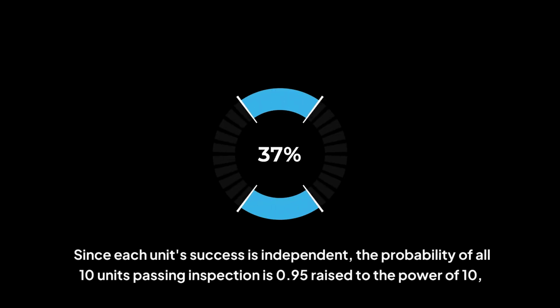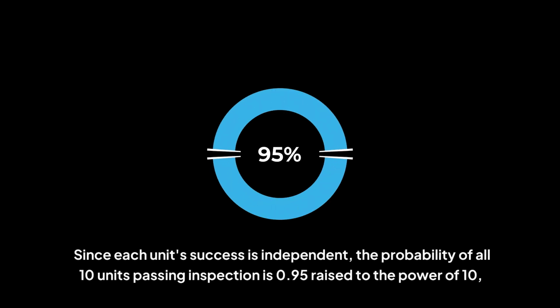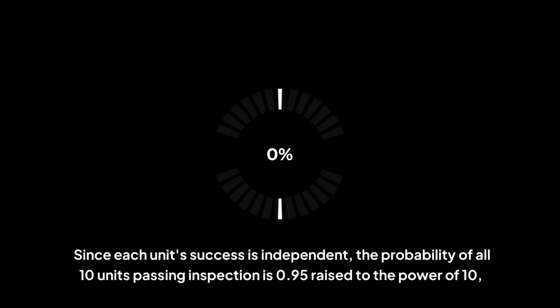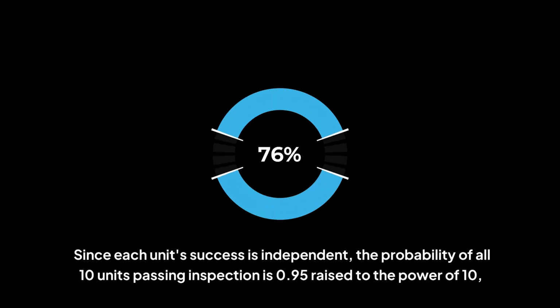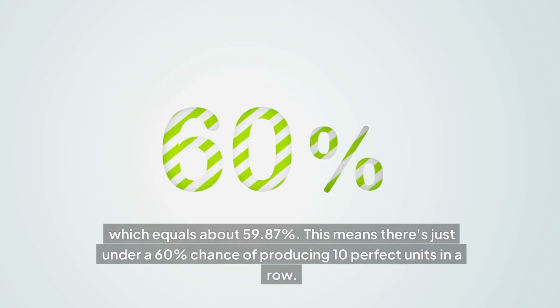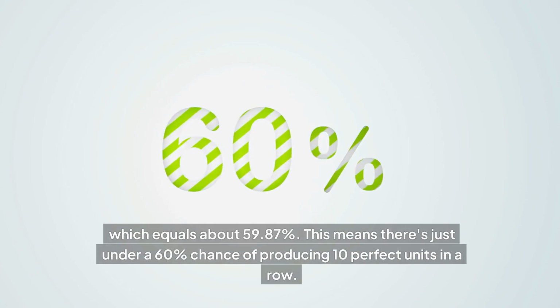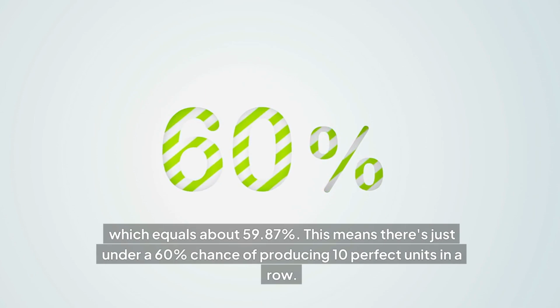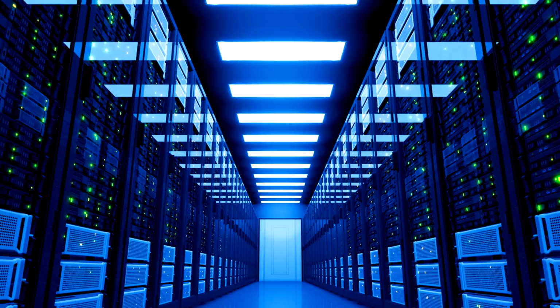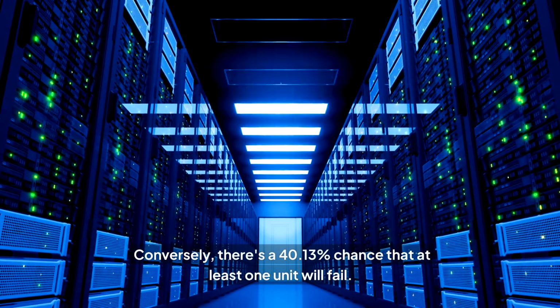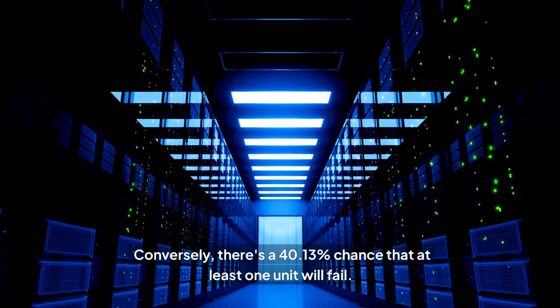Since each unit's success is independent, the probability of all 10 units passing inspection is 0.95 raised to the power of 10, which equals about 59.87%. This means there's just under a 60% chance of producing 10 perfect units in a row. Conversely, there's a 40.13% chance that at least one unit will fail.